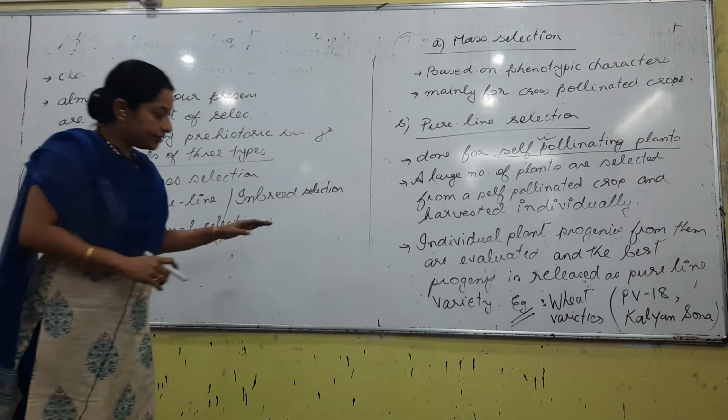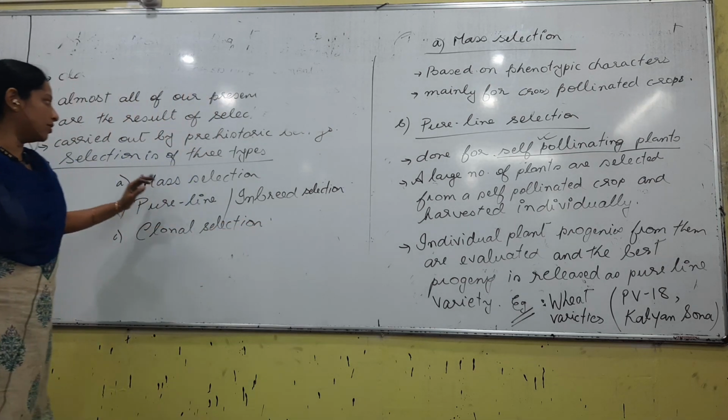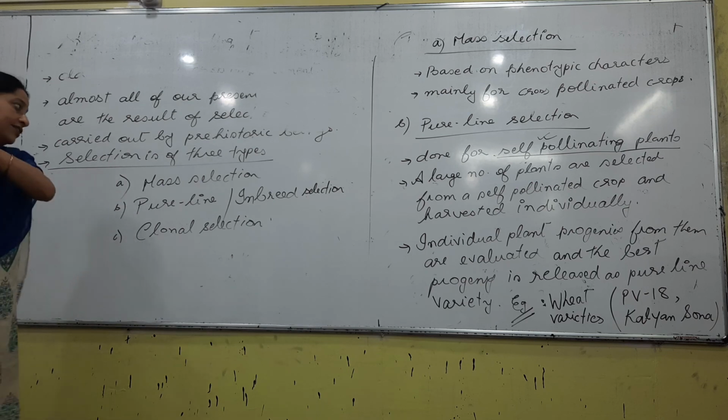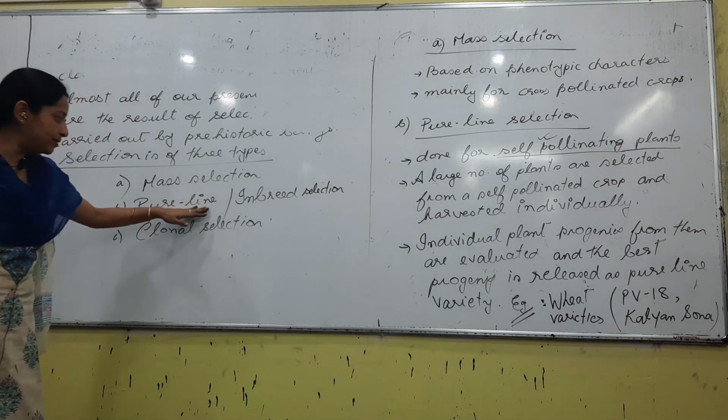This part of a note talks about what? How will you do the selection, right? So, selection first koribo labo, selection of what? Selection of the parents. So, how will you go for selection? These are things that we do for selection. Either you go for mass selection or pure line or clonal selection.